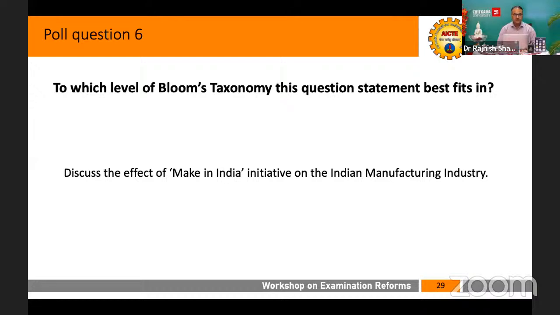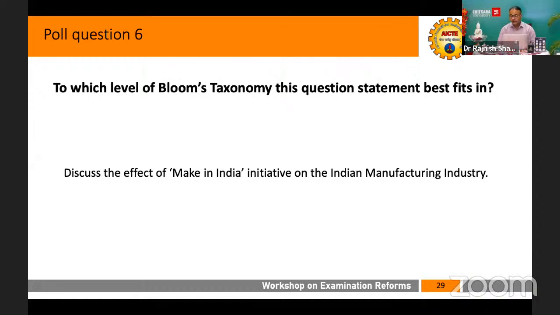There is nothing much to be created actually. I'm sure you would be able to distinguish now between what is creation, what is remembering and what is understanding. You remember one question which we did a couple of slides back, where we specifically asked the student to design a particular circuit block. That was creation, right? Here, what we are expecting is that the student would have read well about the Indian manufacturing industry.